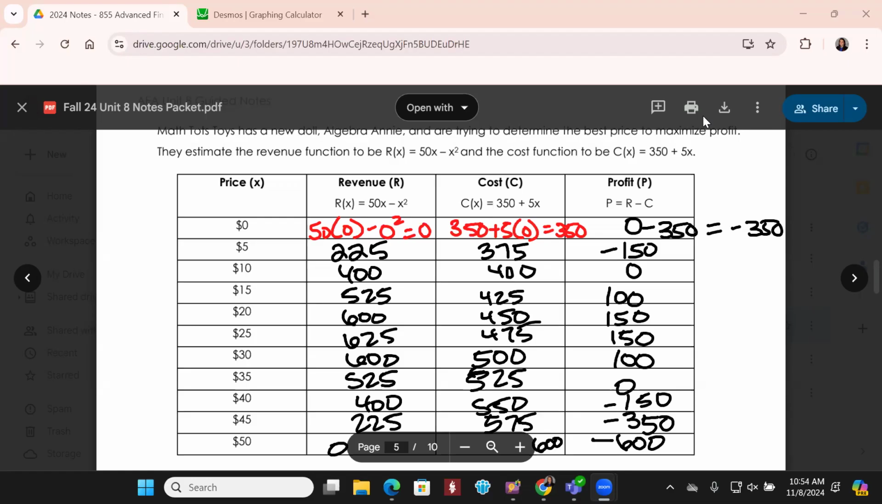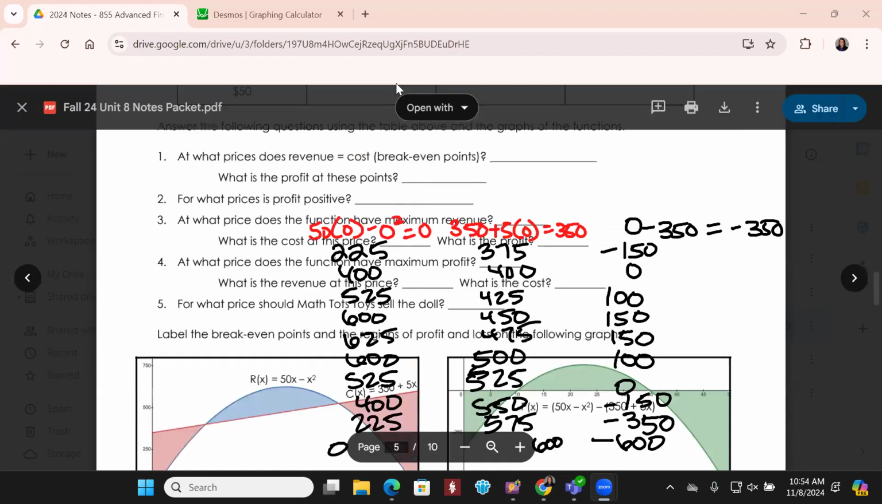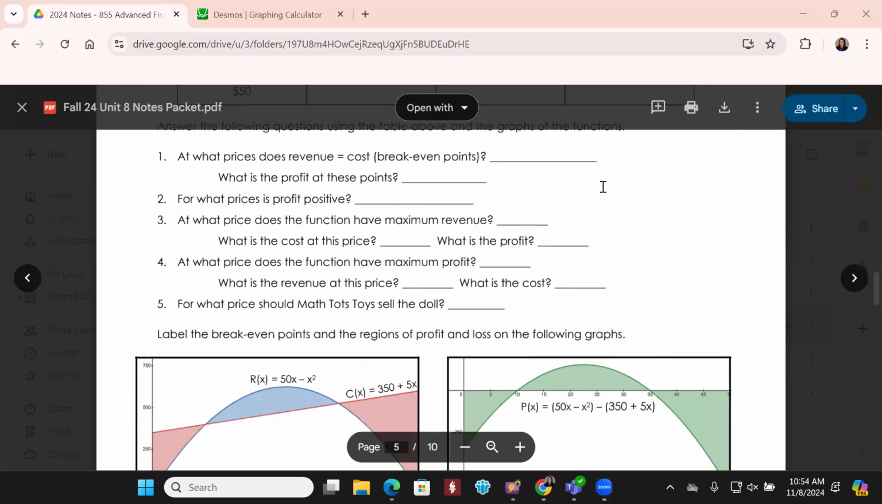At what price does revenue equal your cost? That means your profit is going to be zero. So when does that happen? At $10 and $35. Down here, what does it mean that the revenue equals cost? That means that your profit is zero. Profit is zero at 10 and 35. Everybody see it?